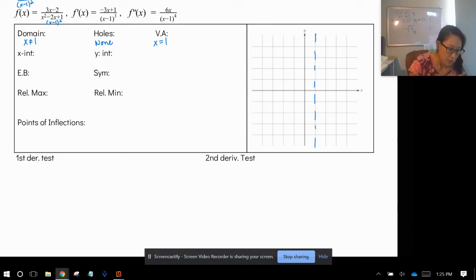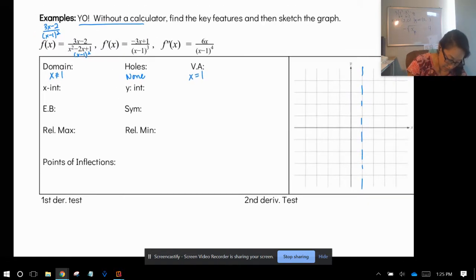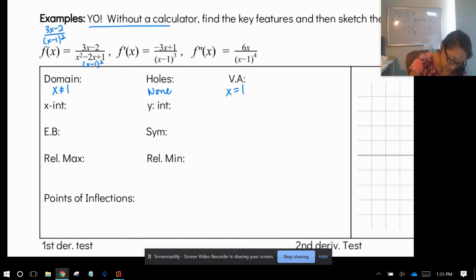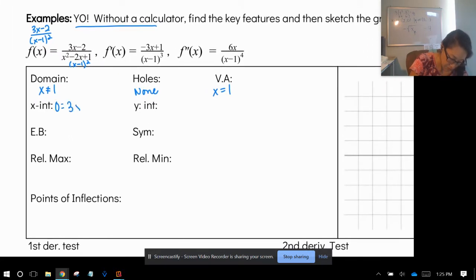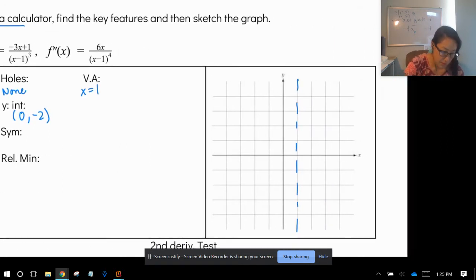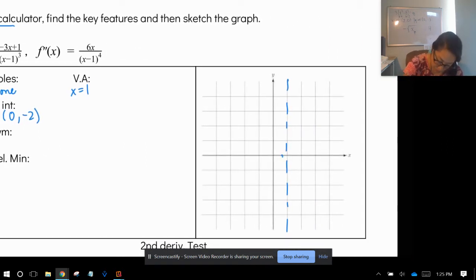Vertical asymptote at 1. Next up is our x-intercept. So again, remember we set 0 equal to the numerator, so 3x minus 2, giving me x is equal to 2/3. Our y-intercept, we plug in 0 for x, or I can take the constant of the top divided by the constant of the bottom. So I get 0, comma, negative 2. I'm going to sketch those in now. So I have an x-intercept of 2/3, comma, 0. And a y-intercept of 0, negative 2.